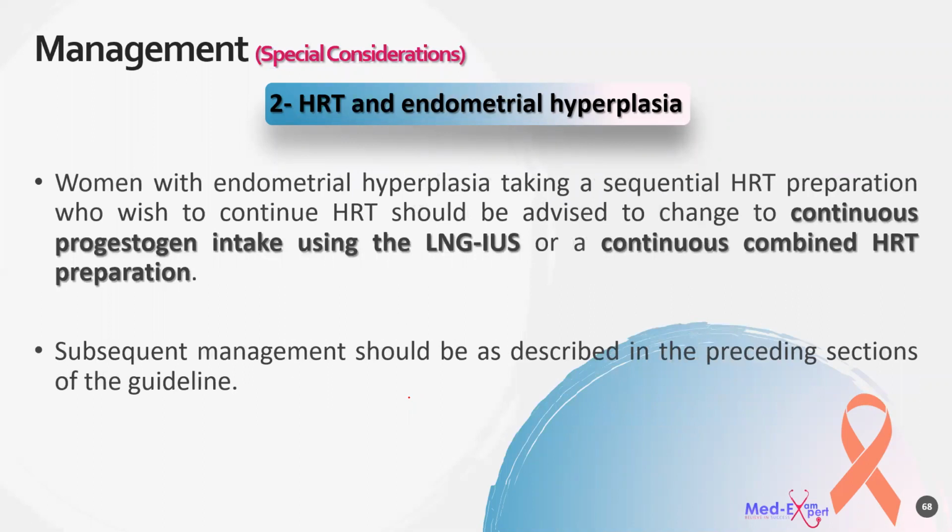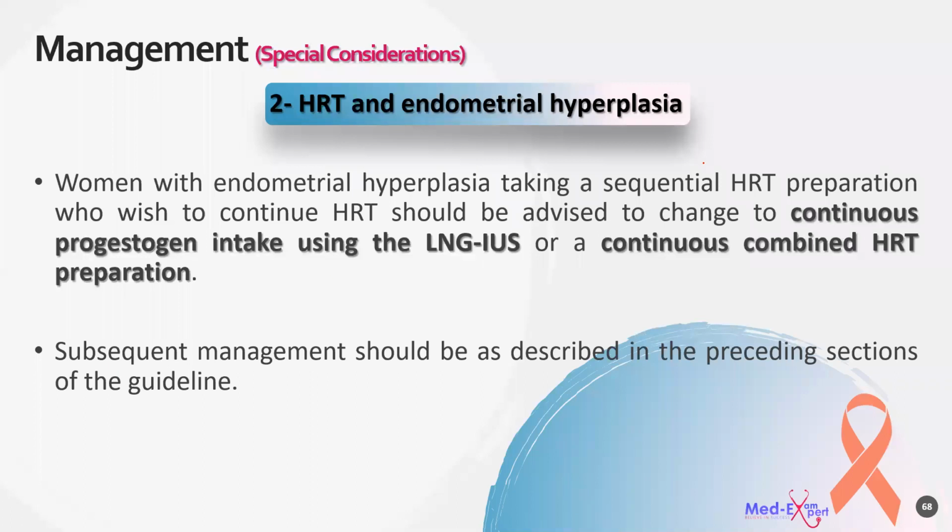A woman with endometrial hyperplasia taking a sequential HRT preparation who wishes to continue on HRT should be advised to change to continuous progestogen intake using the levonorgestrel system or a continuous combined HRT preparation. Some women, especially in the perimenopausal period, suffer from menopausal symptoms like hot flushes, night sweats, and mood changes, but they still have menstruation.